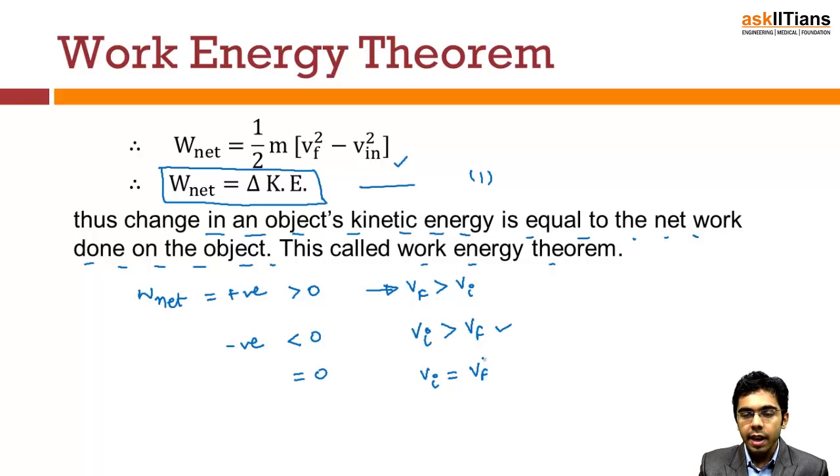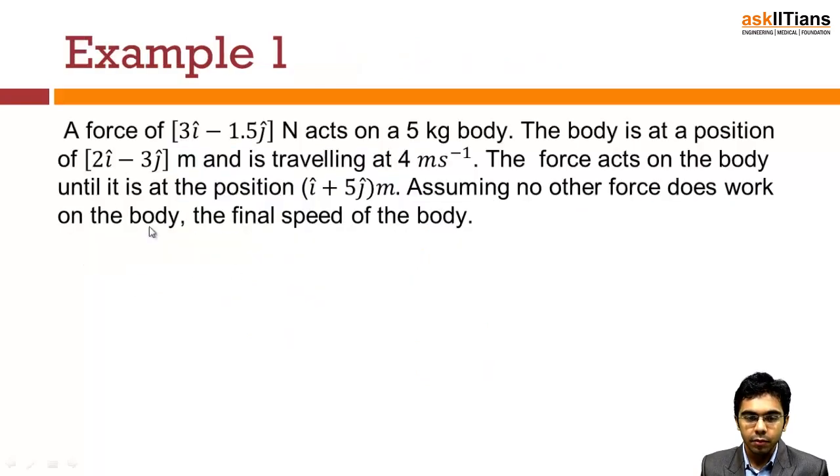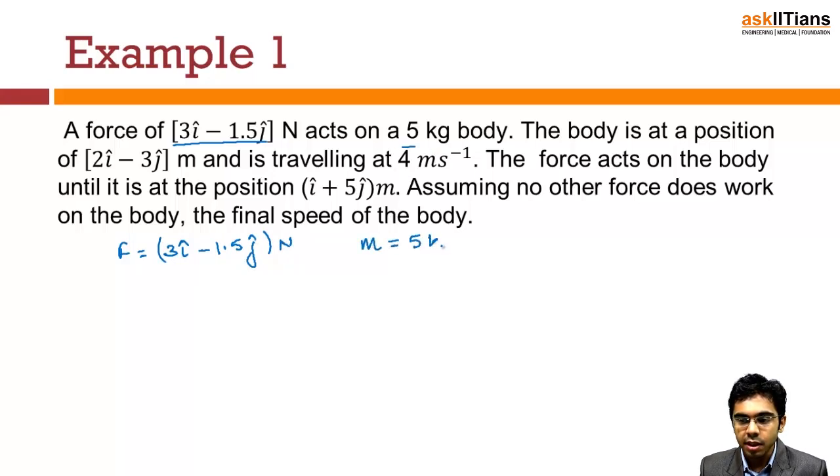Now let's take some examples. Example 1: we have a force of 3 i cap minus 1.5 j cap Newtons, written as 3 i cap minus 1.5 j cap, this many Newtons. It acts on a body of mass 5 kgs. So mass is given to us as 5 kgs. Now the body is at a position of this.